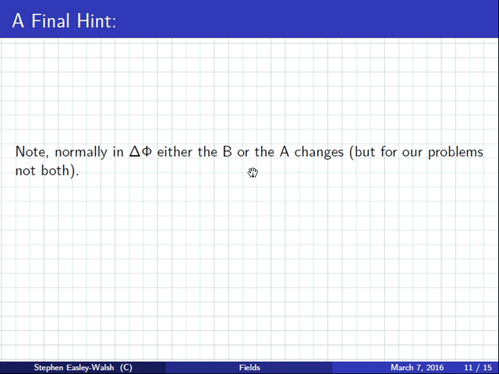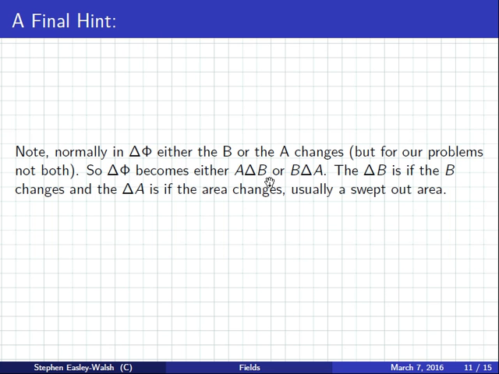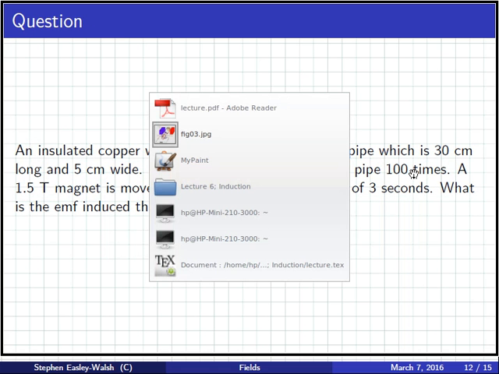Normally, when we look at the change in the magnetic flux, either the B changes or the A changes, but for our problems, not both. So this can become either A changing B, or for some problems it's B changing A. Most questions I do, I think the area stays the same and they change the magnetic density. The only time we really look at the area changing is when the area is swept out. So I need to draw that before we do a question.